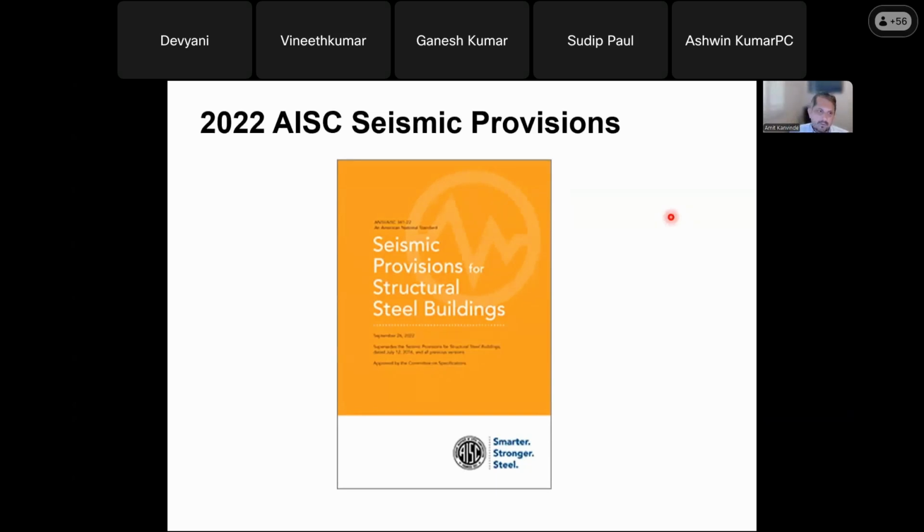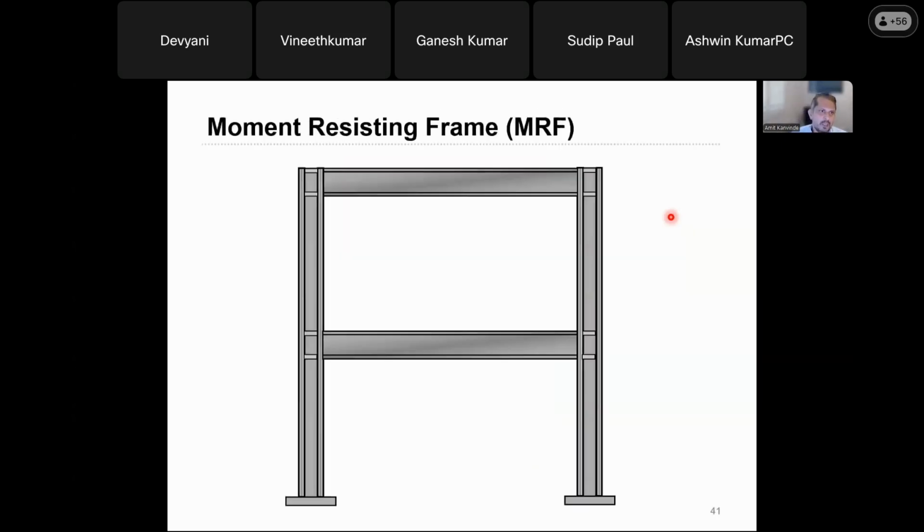All right, now that I've talked about some of the basics of strength and ductility and the trade-offs between strength and ductility, I want to talk about a couple of systems and then get into some details about those systems. The first I'm talking about is moment resisting frames.